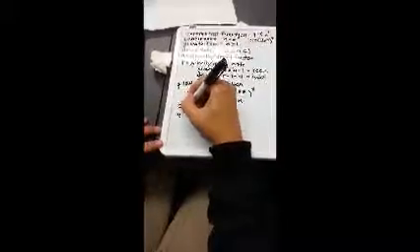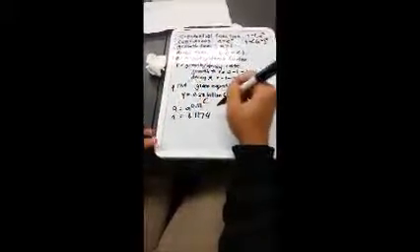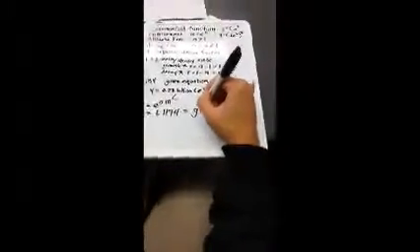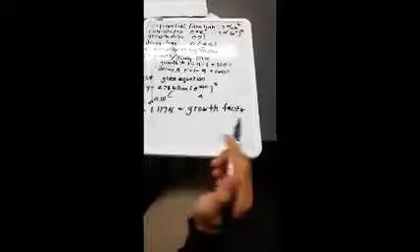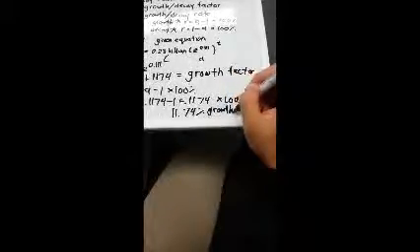And to simplify, that would mean that a is equal to 1.1174. This is also the growth factor. So to find the growth rate, you would follow r equals a subtract 1 times 100%, which would give you 1.1174 subtract 1, which is 0.1174, times 100%, which is equal to 11.74% growth rate.